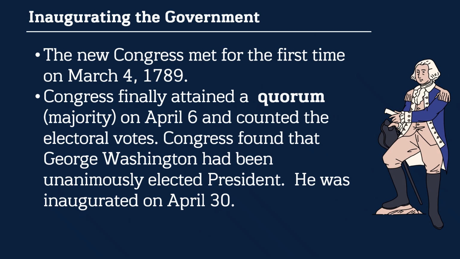Now, this new government, Congress meets for the first time in 1789. Congress attained a quorum or a majority on April 6 and counted the electoral votes, and Congress found that George Washington had unanimously been elected president. Unanimously means everyone voted for him. No one voted against him. And so he was inaugurated as our president on April 30th.